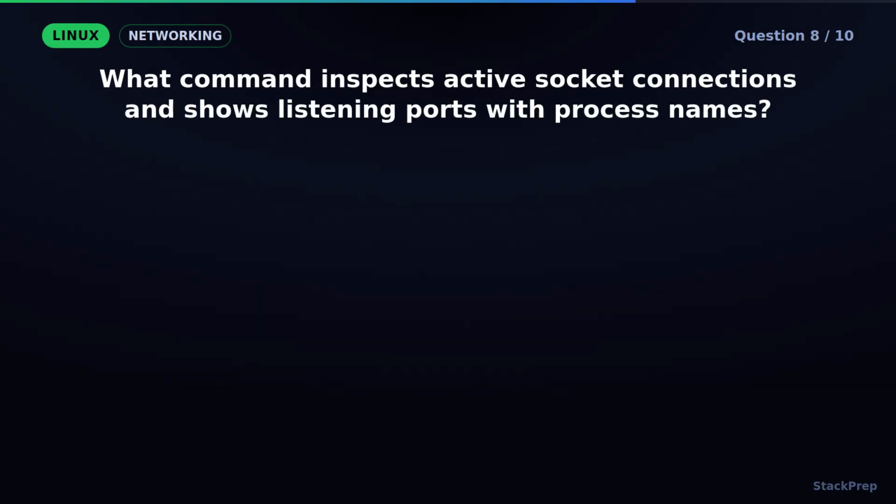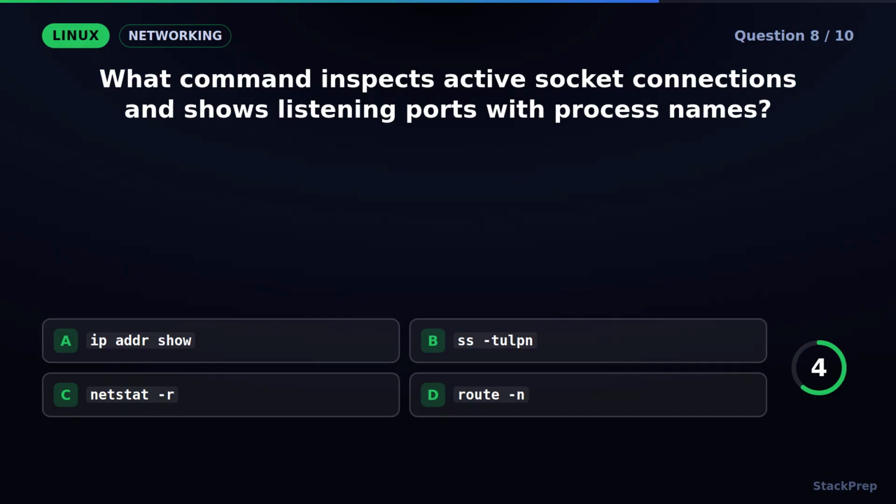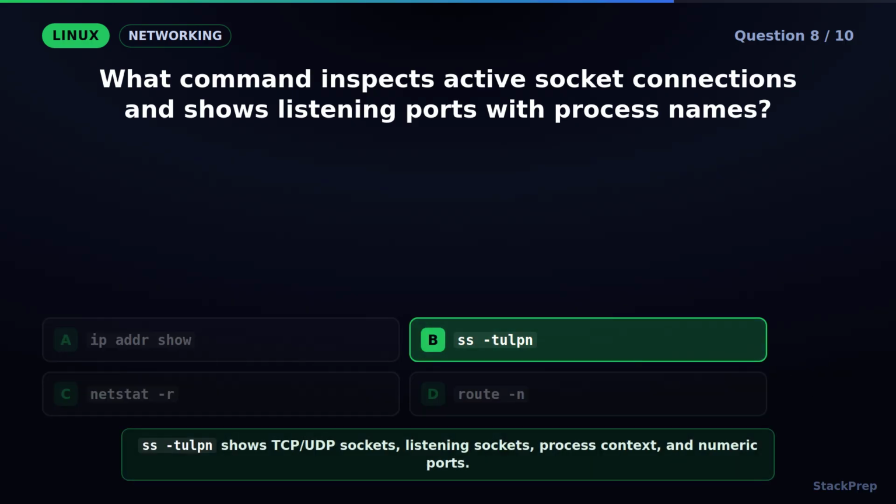What command inspects active socket connections and shows listening ports with process names? The answer: ss -tulpan. ss -tulpan shows TCP and UDP sockets, listening sockets, process context, and numeric ports.